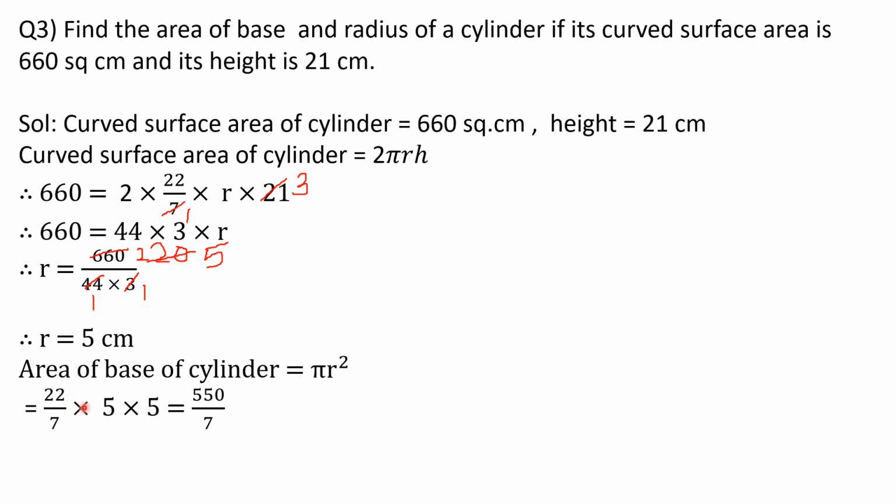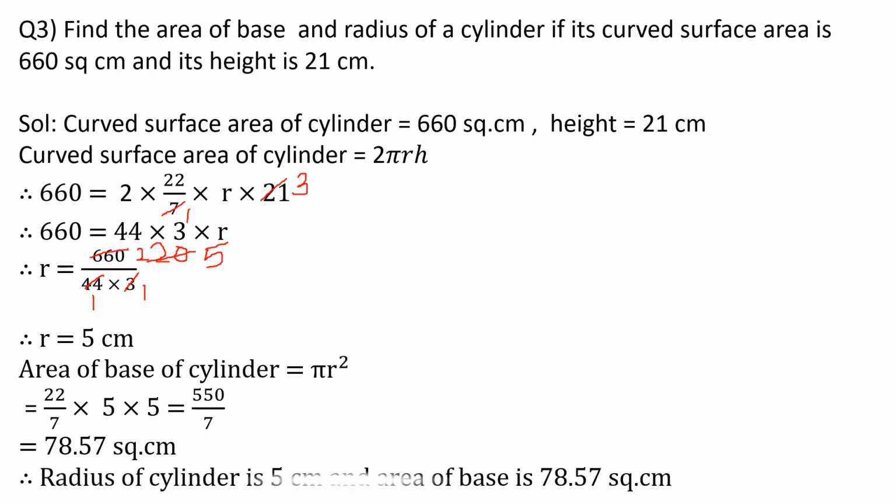So let's multiply 22 into 5 into 5. You'll get 550 upon 7. Now you can divide. So you will get the answer as 78.57 square centimeter. Okay, so you'll write down the final: therefore, radius of the cylinder is 5 centimeter and area of the base is 78.57 square centimeter. Is it clear?